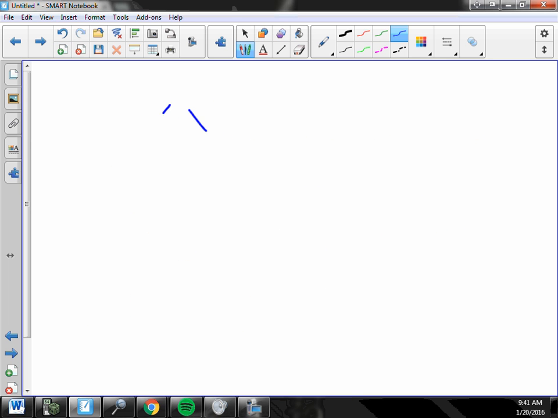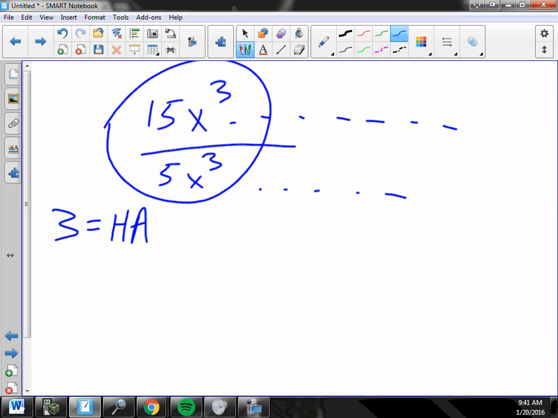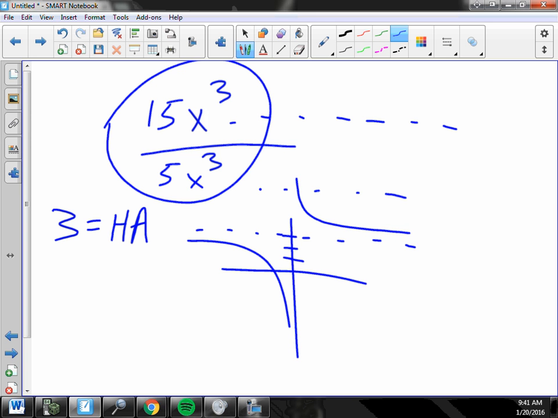If you have 5x to the third over, let's do 15x to the third over 5x to the third, and once again, none of this stuff is going to matter when dealing with the horizontal asymptotes. It will affect the verticals. What do you get when you divide those? 3. So your HA is 3. So this graph would have an HA up here at 3 or something like that. It could look like this, but it would have an HA at 3.